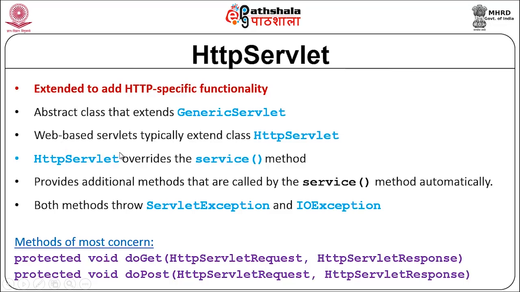Web-based servlets typically extend the class HttpServlet, and HttpServlet overrides the service method and provides additional methods like doGet and doPost. These doGet and doPost methods are the two methods we override when extending the HttpServlet class. These two methods take an HttpServletRequest object and an HttpServletResponse object as parameters, and these methods can throw ServletException or IOException.